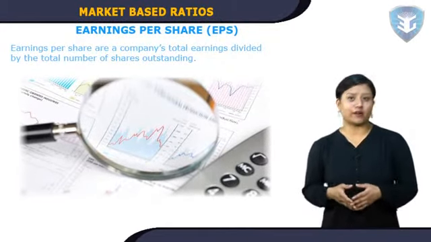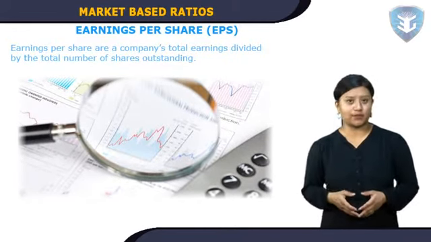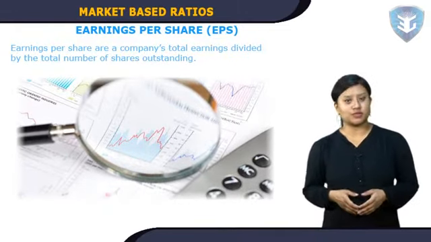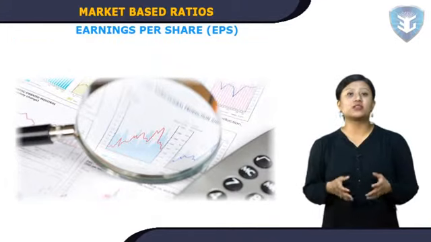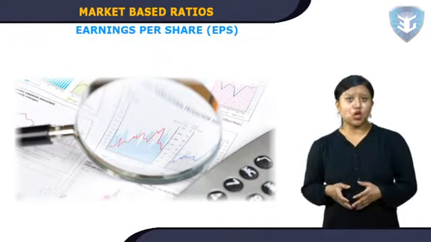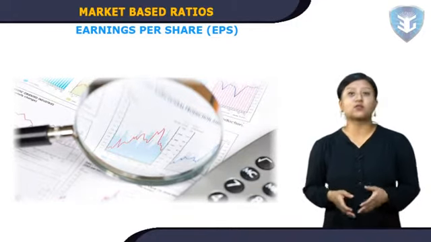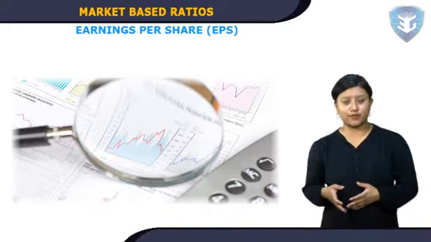Earnings per share are a company's total earnings divided by the total number of shares outstanding. It is calculated using annual earnings, usually after interest and taxes and after deducting the preference shares dividends, so as to compute the portion of total profit which is attributable to the ordinary shareholders. In this case, total earnings would be divided by the total number of ordinary shares outstanding.